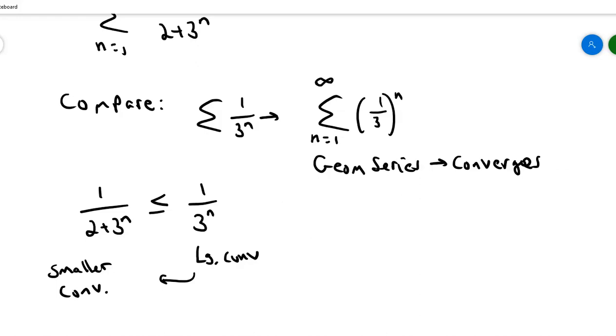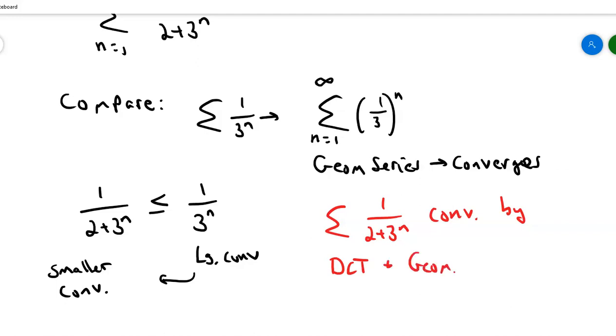Okay, so what can we conclude? We can conclude that the original series, the sum of 1 over 2 plus 3 to the n, converges by the direct comparison test. I'm going to be cheap and call it the direct comparison test and a geometric series test. You'll never have a series converge or diverge just by the direct comparison test. It's got to be the direct comparison test and something else.